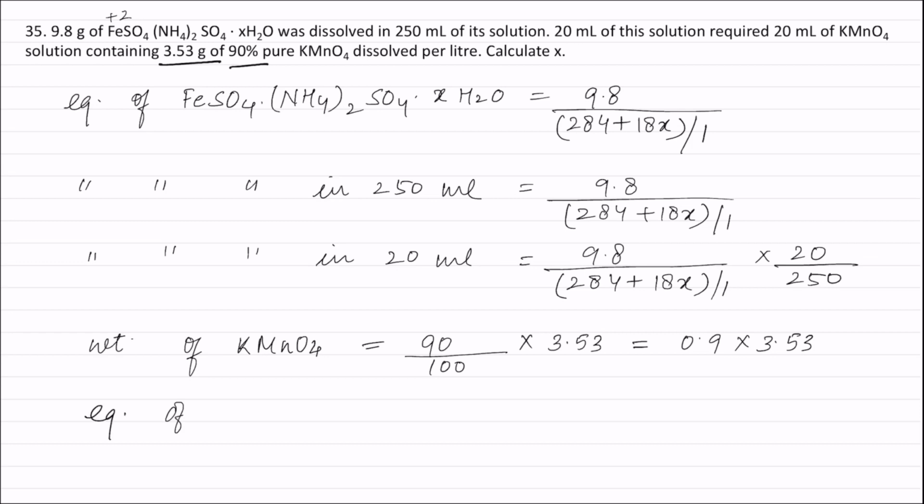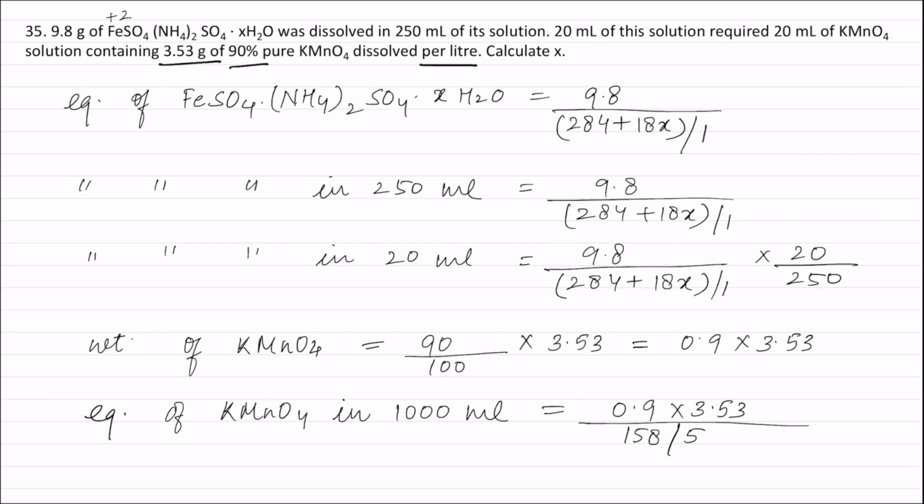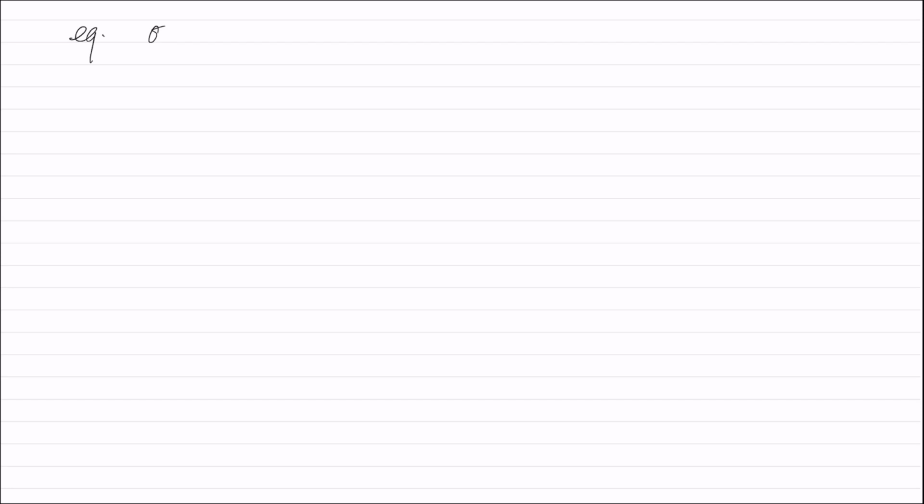Therefore, equivalence of KMnO4. Now, the volume of this KMnO4 solution is 1 liter. Therefore, equivalence of KMnO4 in 1000 milliliters is equal to weight of KMnO4, that is 0.9 into 3.53 grams, divided by equivalent weight of KMnO4. The equivalent weight of KMnO4 will be equal to molecular weight of KMnO4, that is 158, divided by valency factor, that is 5.